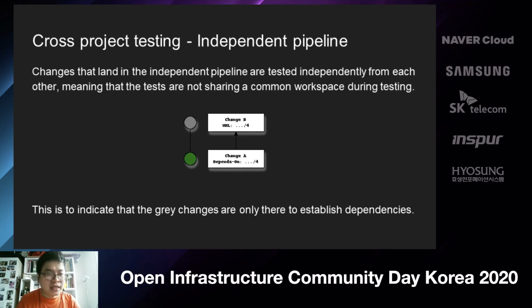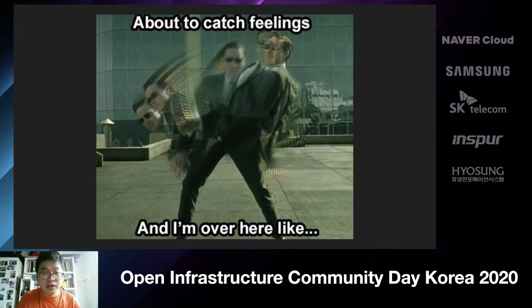So Zuul makes sure everything in the dependent pipeline passes before it merges. Changes that land in the independent pipeline are tested independently from each other, meaning that the tests are not sharing a common workspace during testing. This is to indicate that the changes are only there to establish dependency. It's amazing. Even though they depend on each other, each change will be tested simultaneously, and then coordinated to make sure that the whole, like A and B, will be merged into the master without any problem.